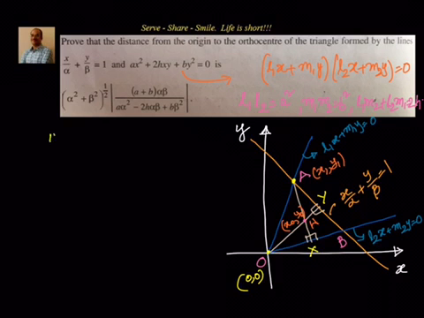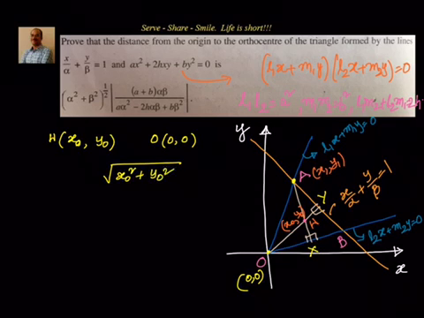Our orthocenter is H (x0, y0). Origin is O (0, 0). So the distance is nothing but square root of x0 whole square plus y0 whole square. Now you want to find x0, y0. I should know the equations of Ax, and I should also know the equation of Oy.